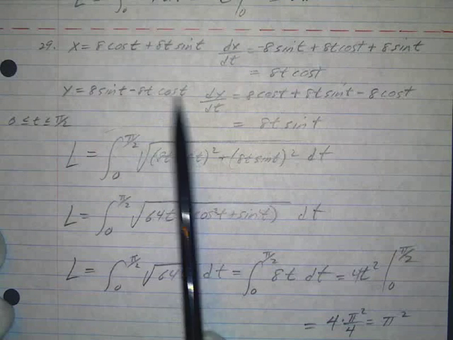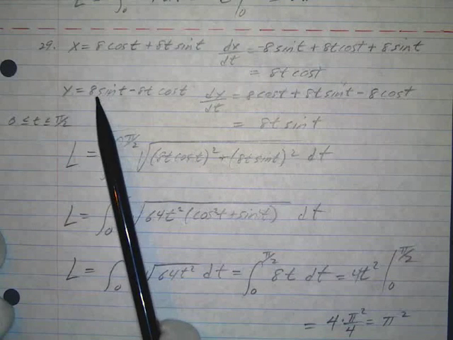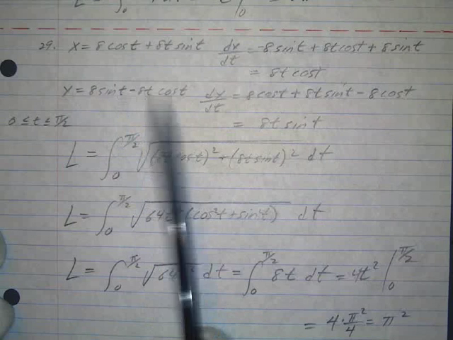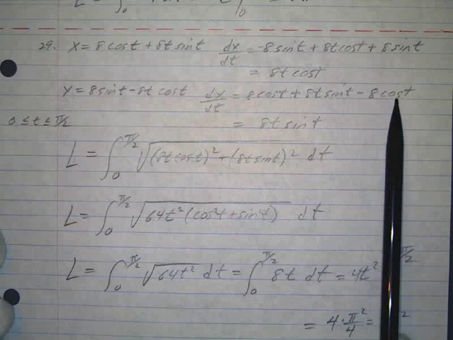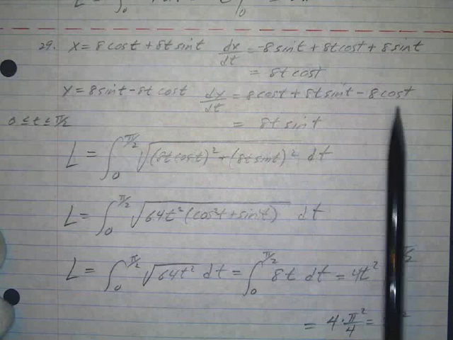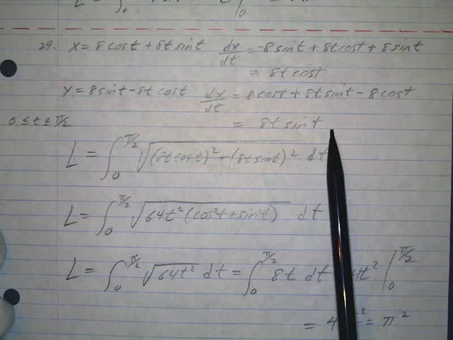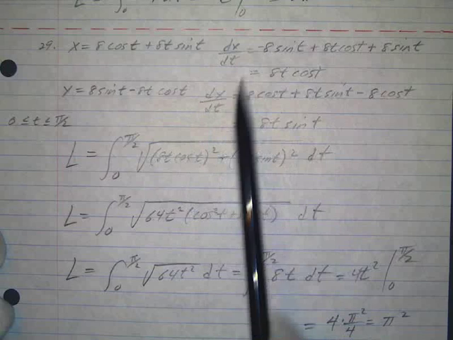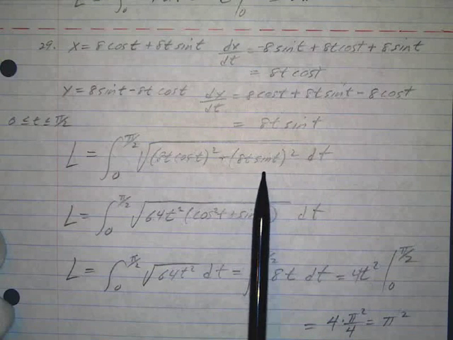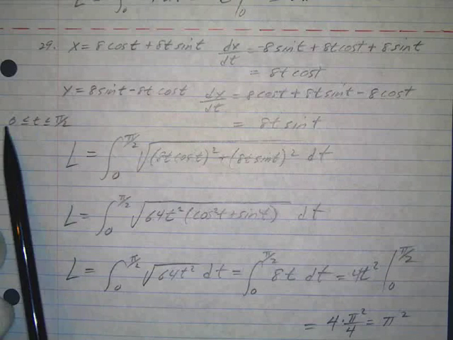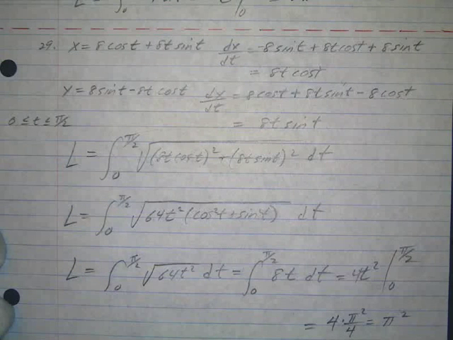We take the derivative of y, and again we have basically 8 cosine t, then we have to use the product rule here. And similarly, the 8 cosine t and negative 8 cosine t become 0, so we have 8t sine of t. So there's my dx/dt, there's my dy/dt, and then we just put these in our formula. And we want t between 0 and pi over 2. So those are my limits of integration.